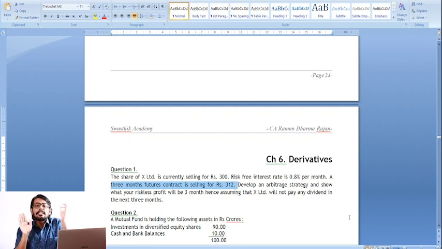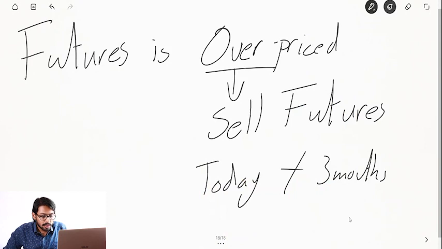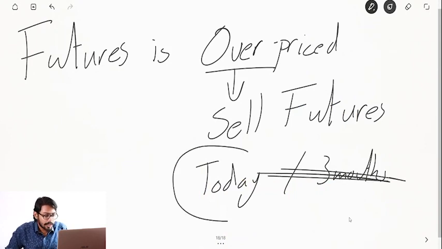What is the nature of it? It's a non-deliverable exchange traded contract to sell an asset after 3 months. Okay, you know that story. Now leave it. 3 month future is an asset. It's the name of the asset. 3 month future is priced at 312. Doesn't mean after 3 months the future is priced at 312. 3 month future is the name of the asset, and that asset today has a price of 312. So you have to sell it today.